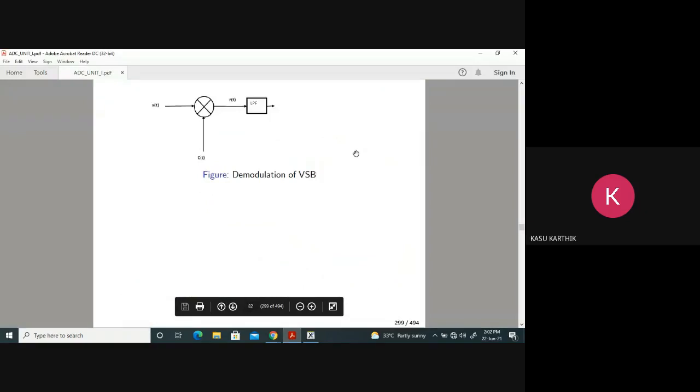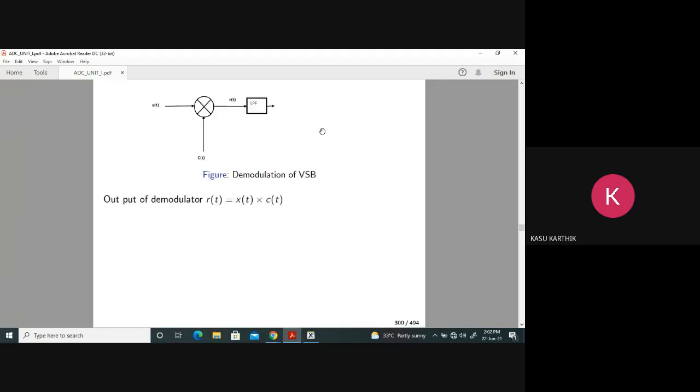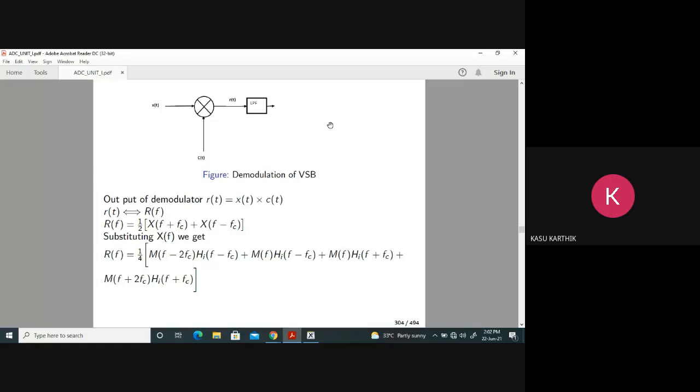Now, let us go to the demodulator. Again, x of t is multiplied with c of t and passes through a low pass filter. So this is r of t. Let us take, what is r of t? x of t into c of t. What is r of f? You know already. Observe things very carefully. I will give some time. So r of t is x of t into c of t. What is r of f? Obviously, 1 by 2 times x of f minus f_c plus x of f plus f_c. Is it okay? That is a property of modulation, or the frequency translation or frequency shifting property. But what is x of f?